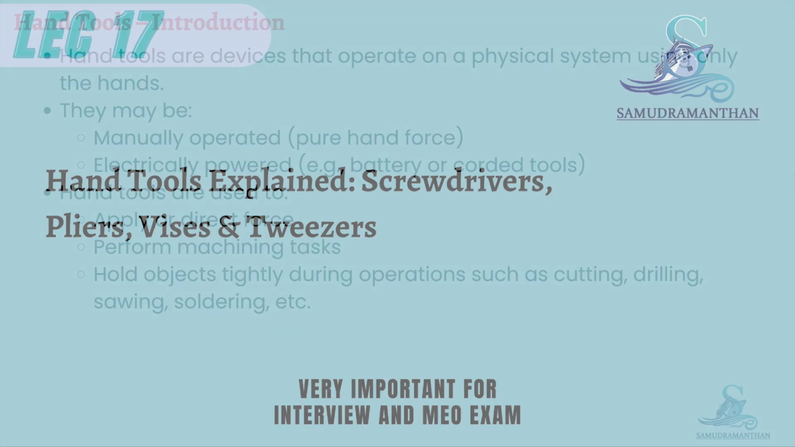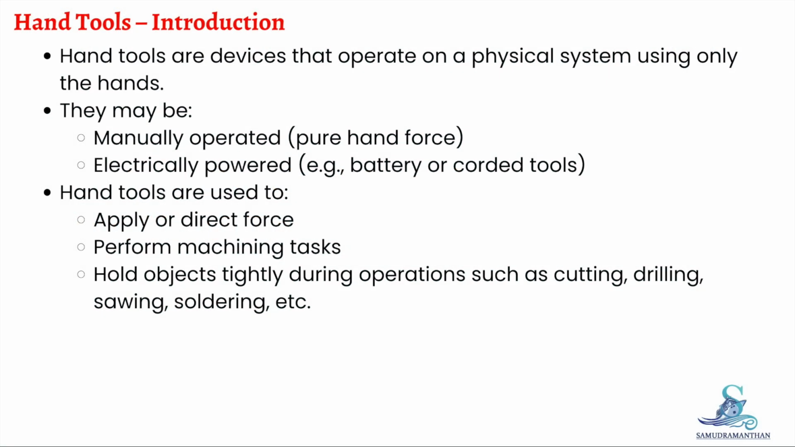In this session, we will discuss hand tools, which are devices that operate on a physical system using only the hands. Hand tools may be manually operated, or in some cases they may be electrically powered, such as battery operated tools. Hand tools are extremely important in engineering and works of practice because they help us apply or direct force, and they allow us to hold objects tightly while performing machining operations like cutting, drilling, soldering, sawing and shaping.